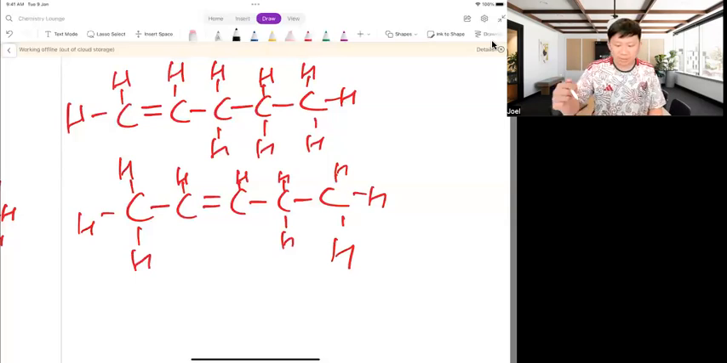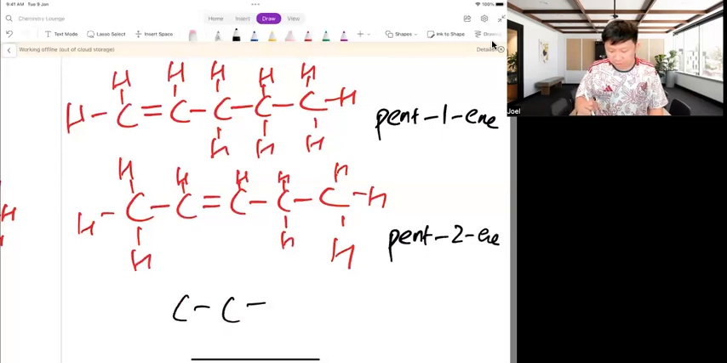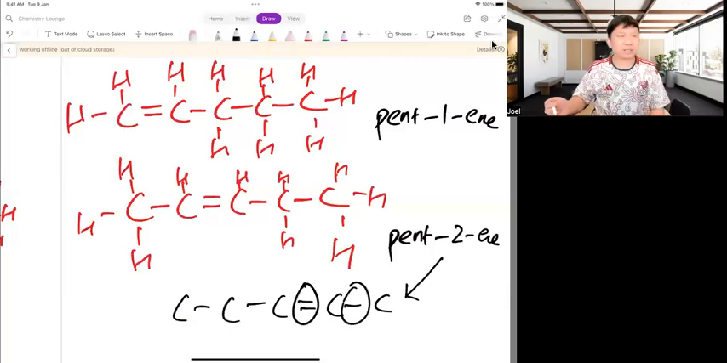So the name, I tell you the name, but don't wake me up. 1, 2, 3, 4, 5. It's called pent-1-ene. This is pent-2-ene. Okay. What if I draw the next one? What's the name for this? No, also pent-2-ene. Remember, count from the smaller side. This is it. First position, second position.